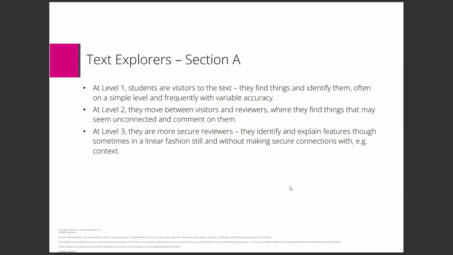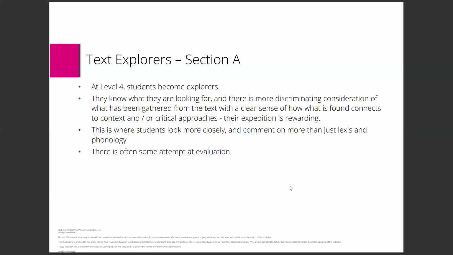So looking then at where we are at, we're trying to get beyond levels 1, 2, and 3. We're trying to get past the idea of visiting or gracing the text or simply reviewing it. At level 3, we hope at least that everyone is able to identify and explain features, although what may be keeping a candidate at 3 might be if they're still being quite linear or not making secure connections, particularly with the contexts. At level 4, the keyword that I would use is discrimination. We don't necessarily want every detail, but we think about how a particular detail is going to help a response or help an argument towards certain key terms in the question.